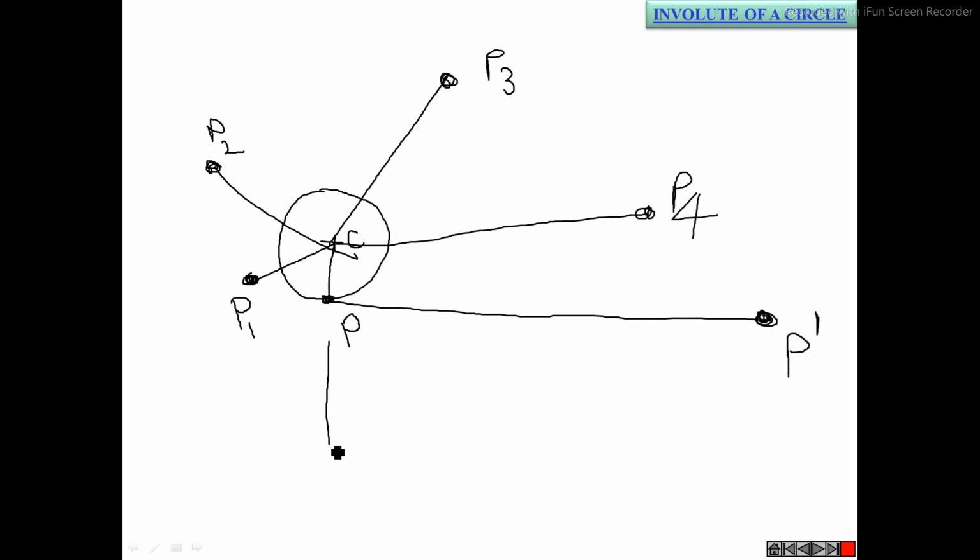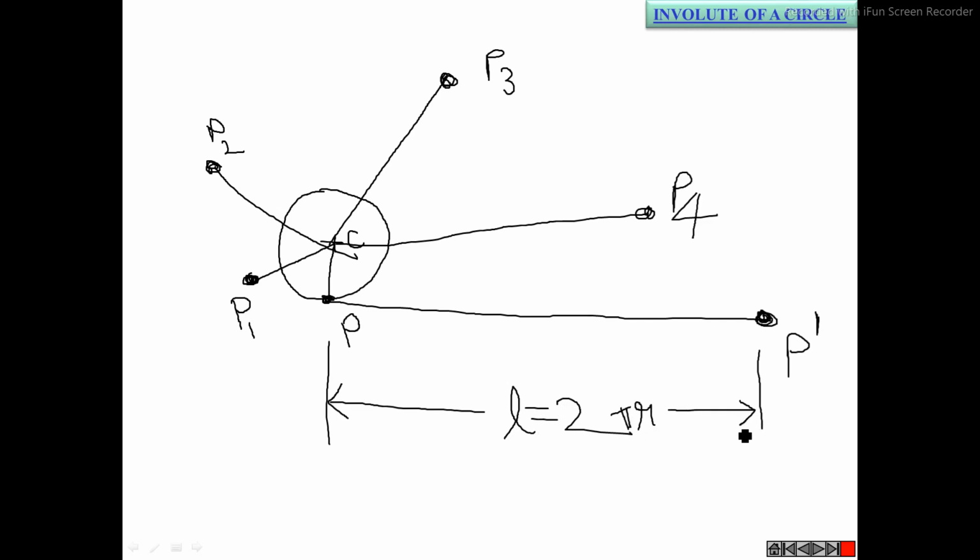And P to P dash is how much? P to P dash is the original thread which you are wrapping and unwrapping on a circle, and its length will be equal to how much? Its length will be equal to 2 pi r, yes or no?